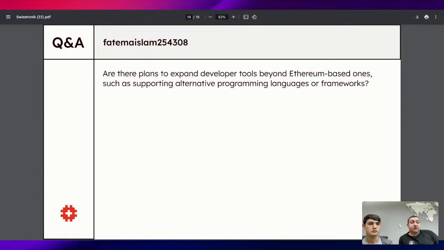Next question comes from Fate Mason 254308. Are there plans to expand developer tools beyond Ethereum-based ones, such as supporting alternative programming languages or frameworks? At this moment, we do not plan to do something like that. However, we had some discussions of adding Solana support, but it really depends on the way Solana will develop in the future. And also, definitely, it depends on the partnerships that we're going to make and whether it would be interesting for our community, and whether it would be valuable for the ecosystem in the end.